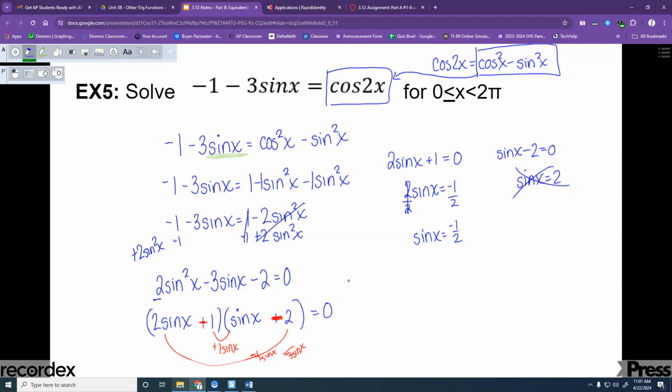We would just look for where sine equals negative 1/2. Where does that happen? Seven pi over 6 and 11 pi over 6. And those would be our two answers for this one. You should notice, really, that first step is the only new thing. The rest of it is stuff that we did on the first part of it.